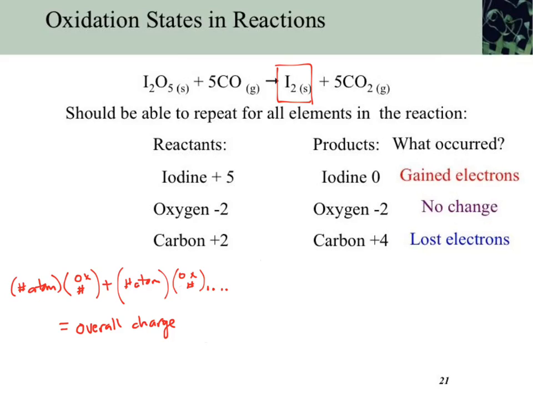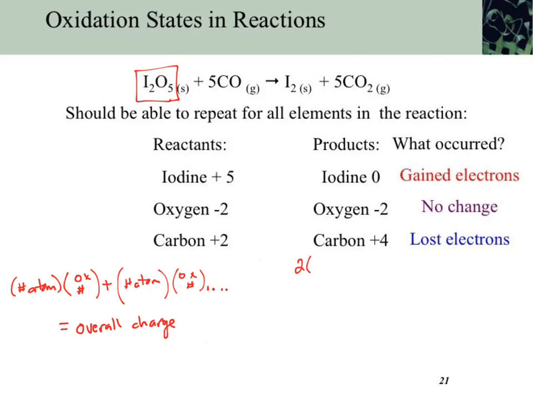Okay. Are they all that straightforward? No. Okay. So let's pick something else. Which one do you want to pick? I2O5. Okay. How many iodines are there? What's the oxidation number of iodine?